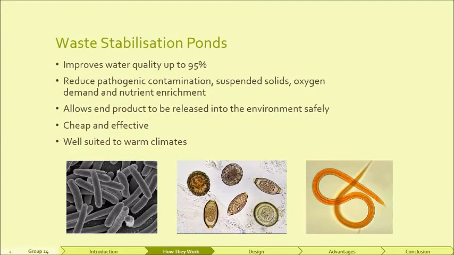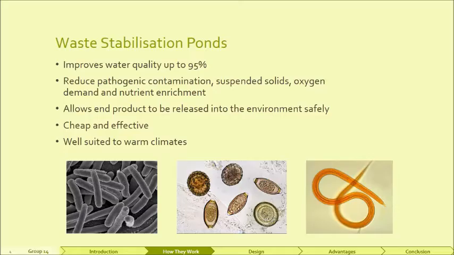One of the most common wastewater treatment techniques is the use of waste stabilisation ponds. These systems have been in use worldwide for over 60 years and have shown to improve water quality by up to 95%. The main function of these ponds is to reduce pathogenic contamination, suspended solids, oxygen demand, and nutrient enrichment. By using beneficial organisms, these ponds stabilise wastewater, which allows the end product to be released into the environment without any adverse effects. It is proven to be one of the cheapest and most effective methods to remove particles from wastewater, and as a result is often the first choice of treatment in many parts of the world.